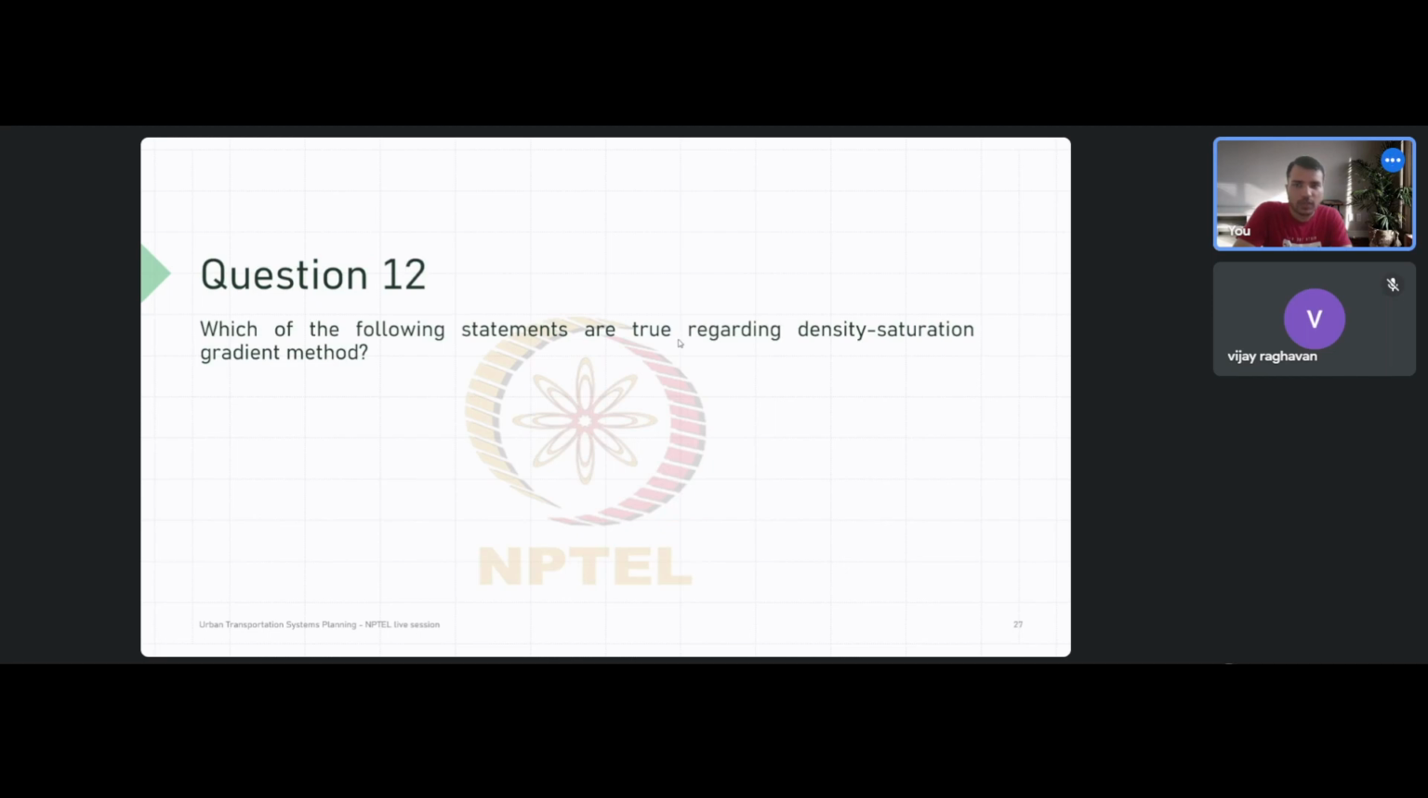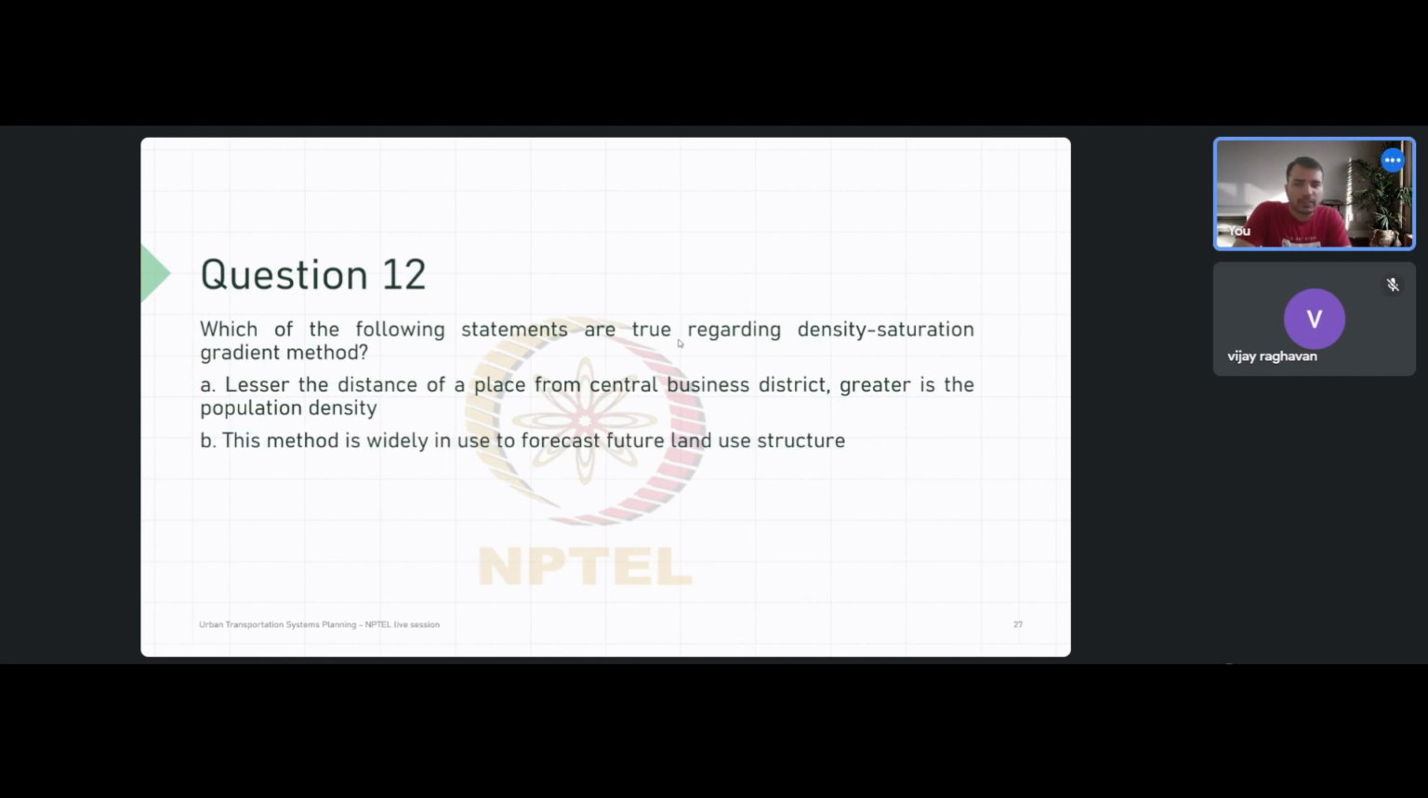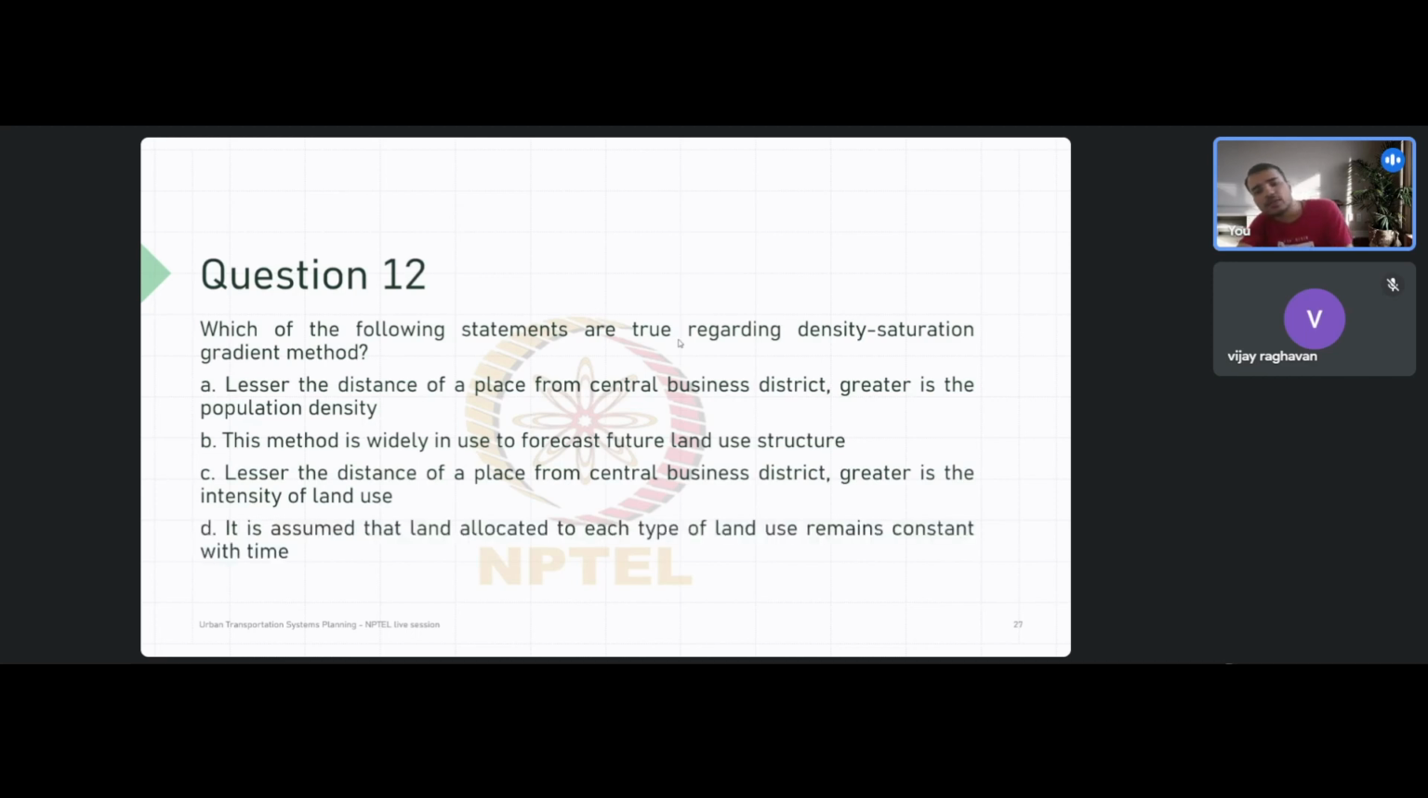Coming to question 12. Which of the following statements are true regarding density saturation gradient method? Lesser the distance of a place from CBD, greater is the population density. This method is widely used to forecast future land use structure. Lesser the distance of a place from CBD, greater is the intensity of land use. It is assumed that land use allocated to each type of land remains constant with time. So you can try it and let me know the answer.